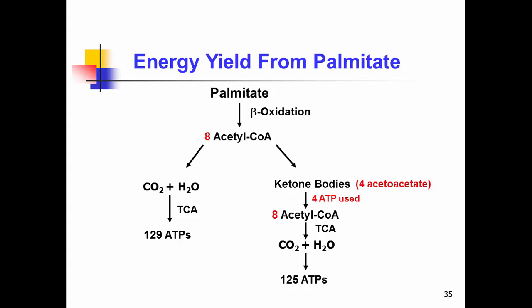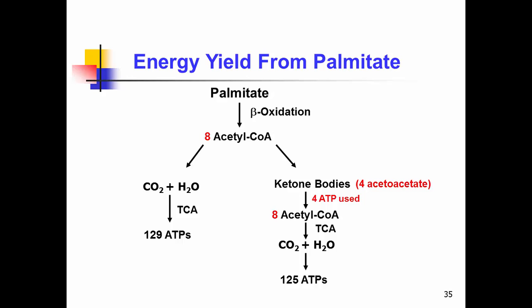All right, so here is the energy yield from palmitate. We compare palmitate being completely oxidized directly versus oxidized through ketone body synthesis. We know that palmitate, a 16-carbon fatty acid, can be oxidized through beta oxidation in mitochondria and produce 8 two-carbon acetyl-CoA molecules. If the 8 acetyl-CoA molecules all enter the TCA cycle for ATP production, as we already calculated, it can generate about 129 ATPs.